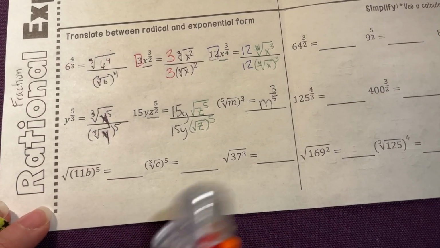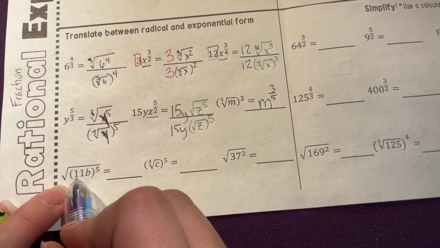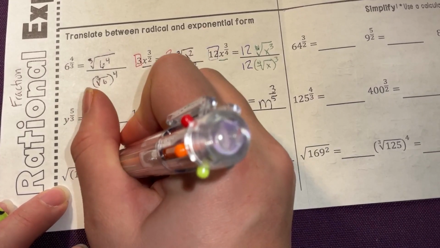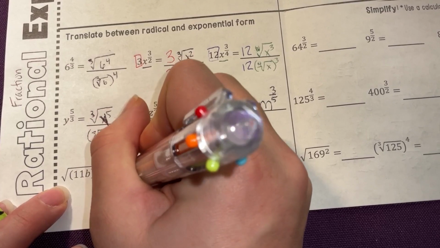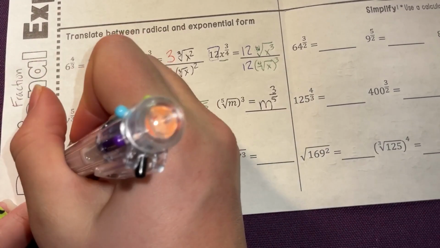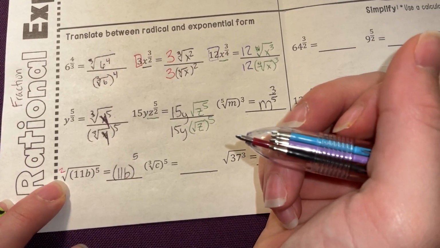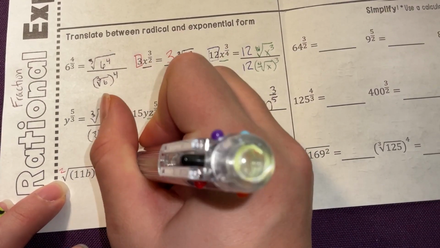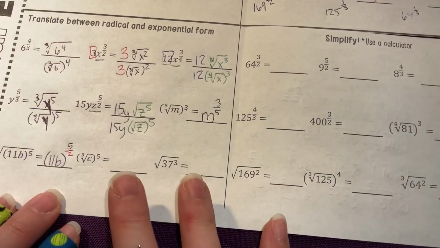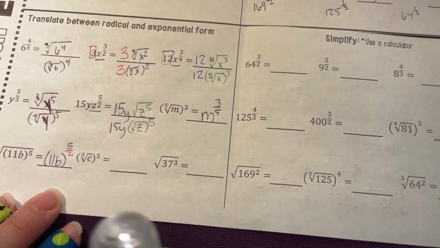Same with this one. Now here we want to be careful, because see how this entire thing is to the 5th power? So you kind of want to keep that parentheses going, right? And then there's technically an exponent of 2 with this radical. And there we go. So why don't you try these last two totally on your own?